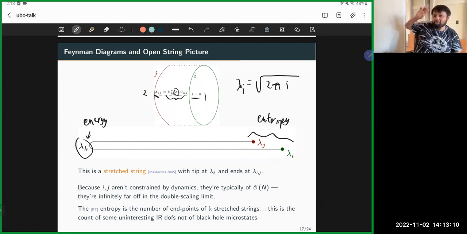So it's some IR degree of freedom that's completely uninteresting. It's at infinite distance from all interesting physics. So this is why we think the KT entropy should not be considered an entropy of the black hole.